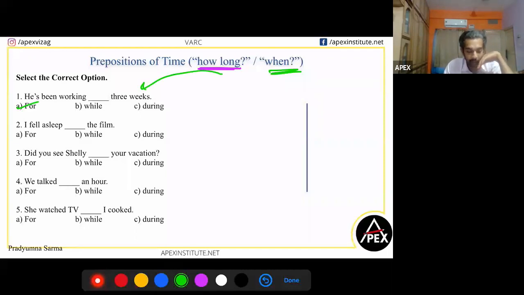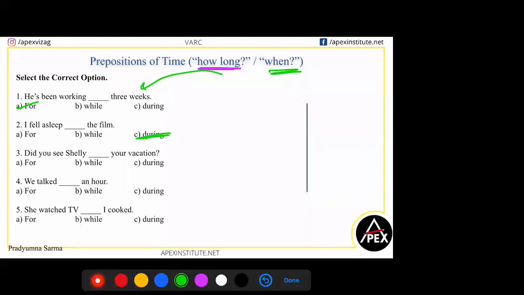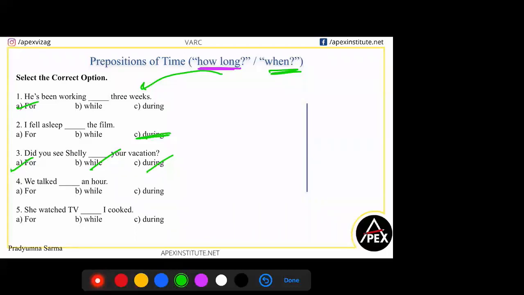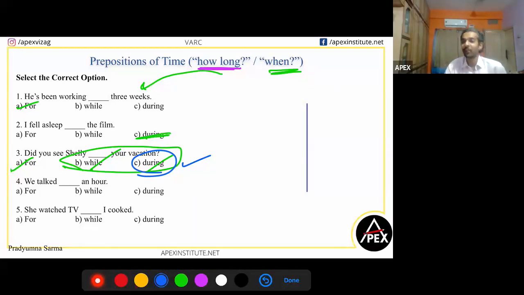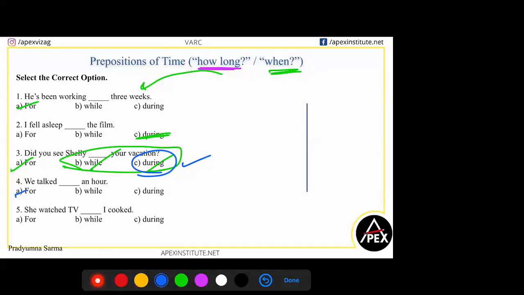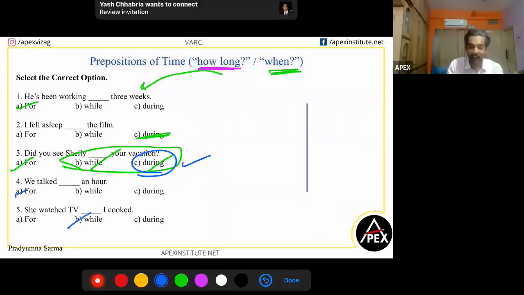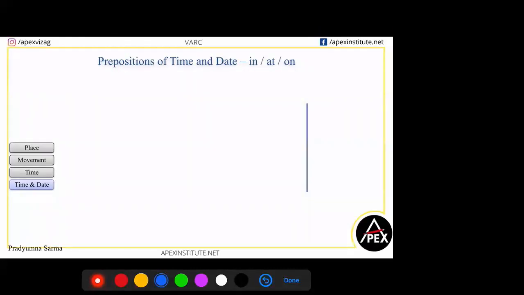All right. What about "I fell asleep during"? During, correct? Okay. Did you see Shelly for your vacation, while your vacation, during your vacation? It's during. Yeah, I know, that's what I'm also telling. It'll be during. All right. What about this fourth one? For an hour. Correct. Very good. What about the fifth one? While. Very good. Nice. So, let's go to the next one.